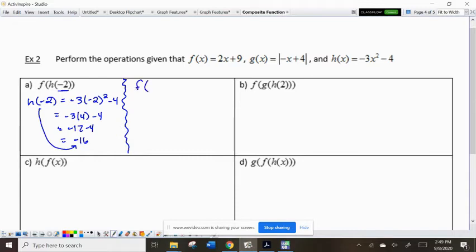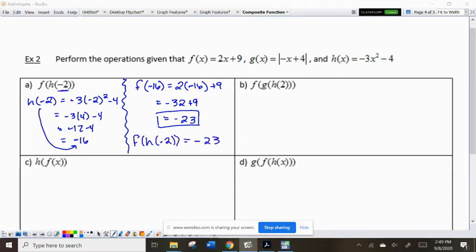which means in step number 2, we're going to go to the f function and replace the x's with -16. So we're going to do our multiplication first. That's -32 plus 9, and -23 is our final answer. So we could also say f of h of -2 is -23.